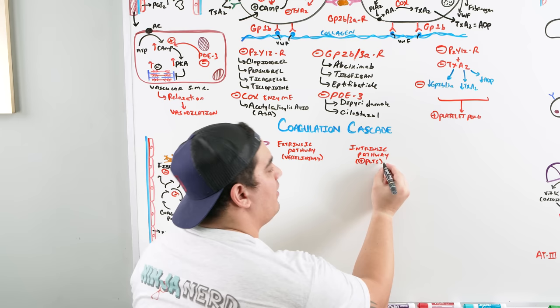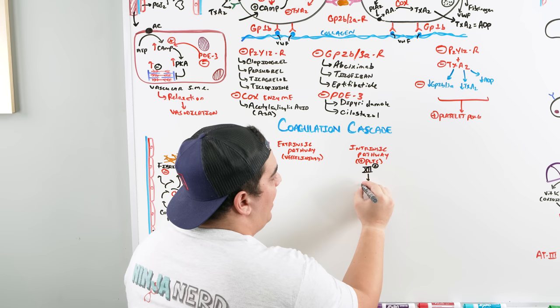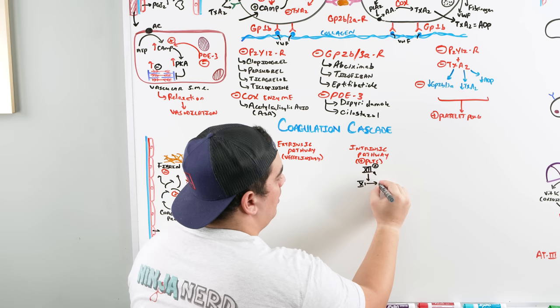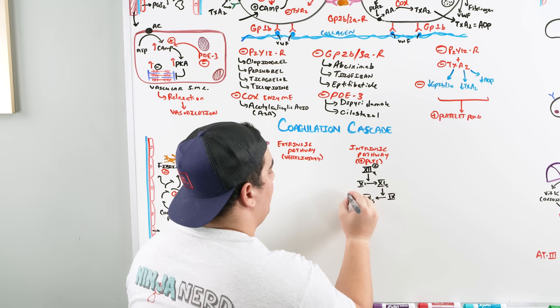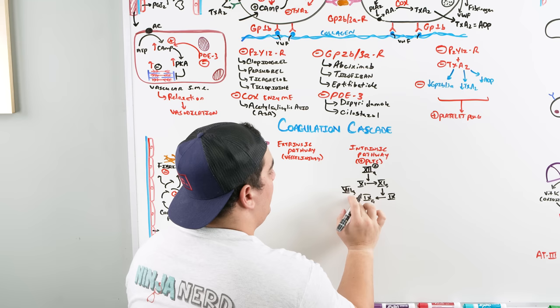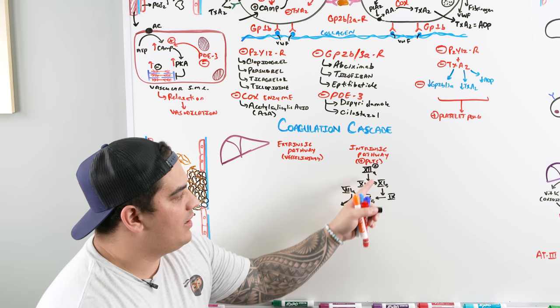The first one is factor 12. Factor 12 will be activated by the platelets, so it'll stimulate this factor 12. Then factor 12 will activate factor 11. And then factor 11 will activate something called factor 9. And then factor 9 will complex with another molecule called factor 8. And when these two combine, they will converge into something that we'll talk about later called the common pathway. But this is your intrinsic pathway. Your intrinsic pathway starts with factor 12, which is activated by platelets, then factor 11, then factor 9, complex with factor 8, and then moves into something called the common pathway.